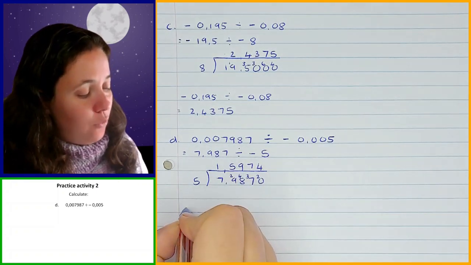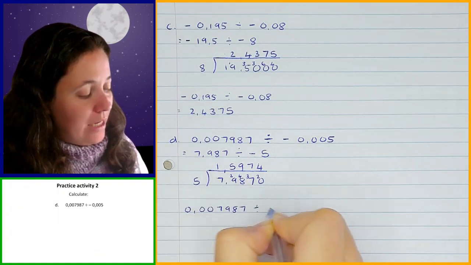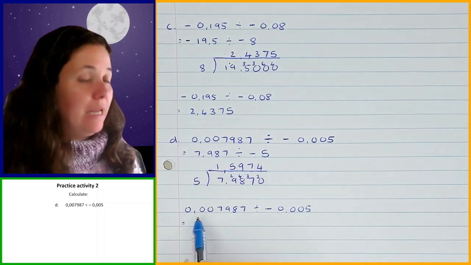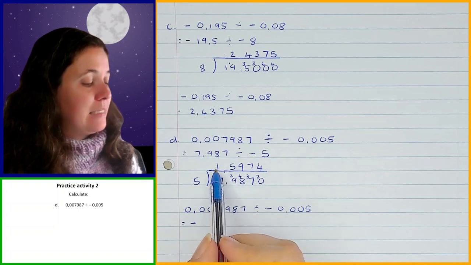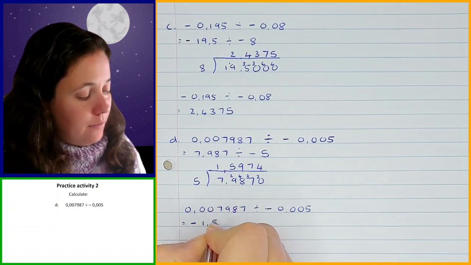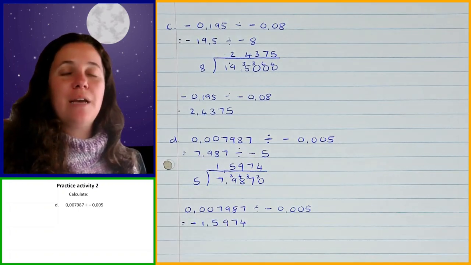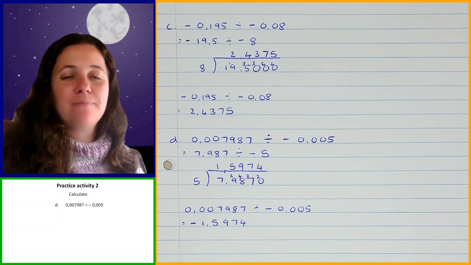So now I can say, therefore, 0.007987 divided by negative 0.005 is equal to, a positive divided by a negative is negative, and then I ended up with 1.5974. So that's what we should have got for that question. And that is how we do multiplication and division with decimal fractions.